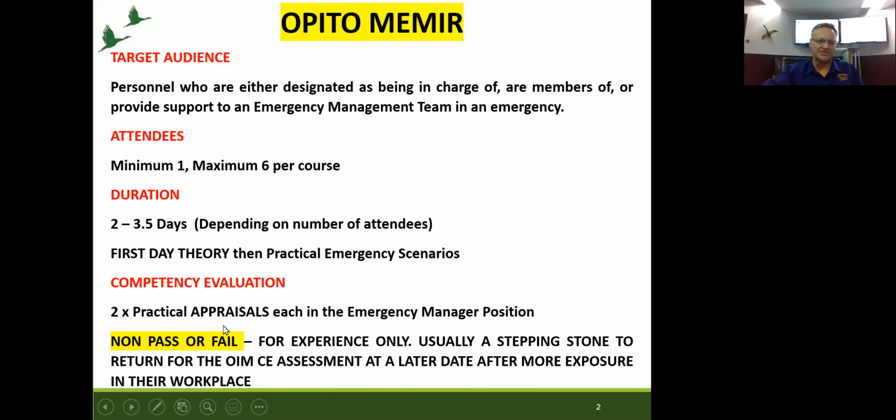Competency evaluation: as I said, this is a no pass or fail course, so that's a reason why it's so attractive to many attendees. It exposes them to everything that the emergency manager is exposed to and his teams, without the pressure of a pass or fail assessment environment, which is what the OMCE is all about. So it's a really good course to introduce all of the attendees to what they're going to be exposed to in a real emergency back in their own unit.